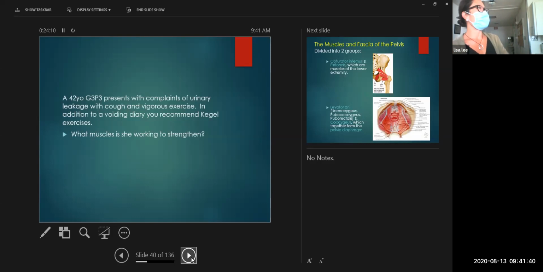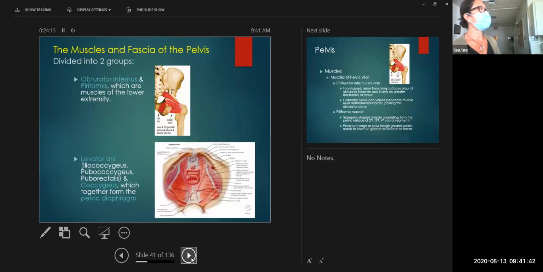This is always a fun three-dimensional thing. Just to remind you, what are the muscles and fascia of the pelvis? You've got two groups. You've got muscles that connect the pelvis to the lower extremity bones, your obturator internus and piriformis. And then in terms of your pelvic floor, what are the muscles that fill that cavity? It's your levator ani, which is made up of three muscles: the iliococcygeus, the pubococcygeus, and the puborectalis.